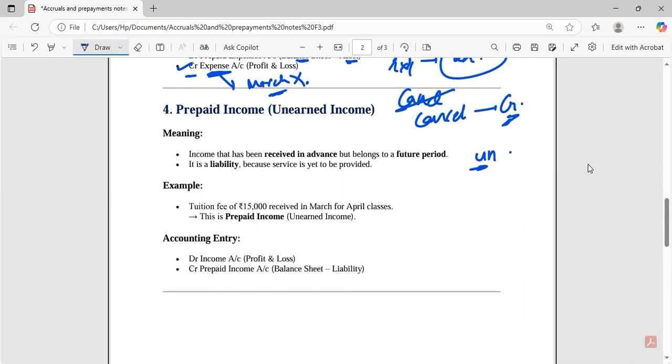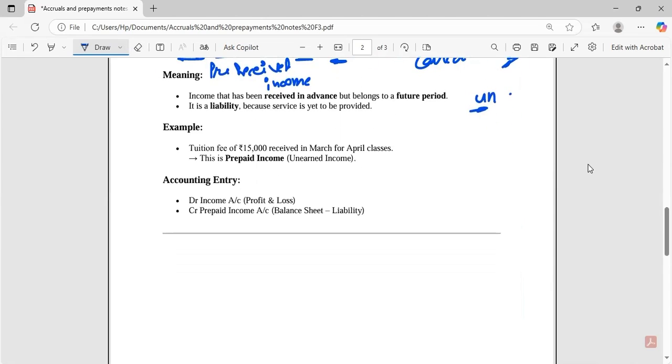Moving forward to prepaid income, or the better word which I can use here is pre-received income, or I can say unearned income. So I received some amount, but I have not yet completed the performance obligation. So let's take an example: I teach students, and I take advance fee from them.